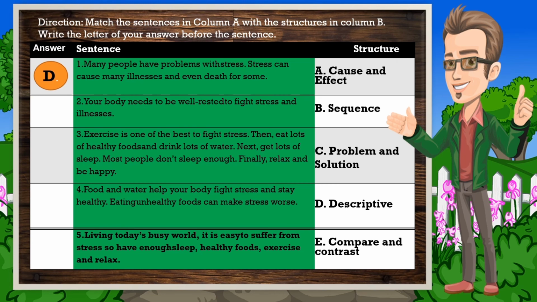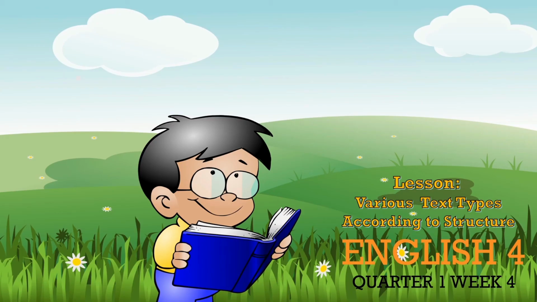The answer in number 1 is letter D, descriptive. Number 2, letter A, cause and effect. Number 3, it's letter B, sequence. Number 4, the structure is letter E, compare and contrast. And the last number, it's letter C, problem and solution.